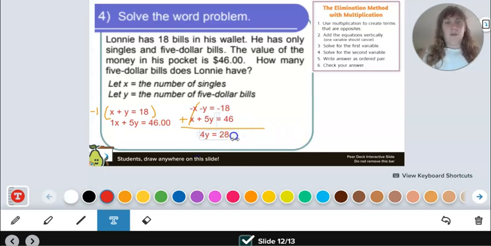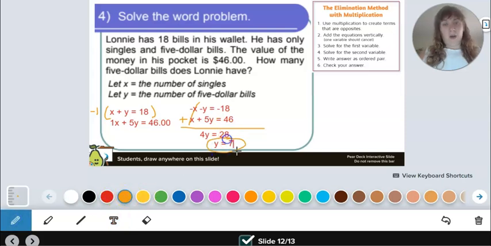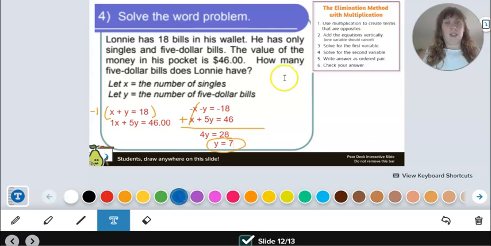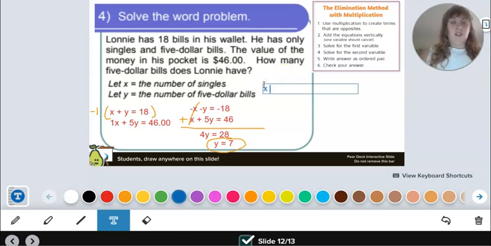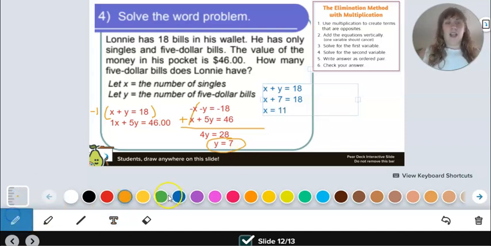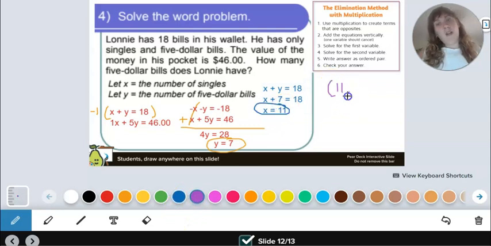And then divide both sides by 4 and get y equals 7. So what that means is there are 7 $5 bills. And then if we take that 7 for y and plug it into either equation, let's plug it into our first one, which is a little simpler, x plus y equals 18. But now we know that y is 7. So when we subtract 7 on both sides, we would get x equals 11. So this means that we have 11 $1 bills and 7 $5 bills.